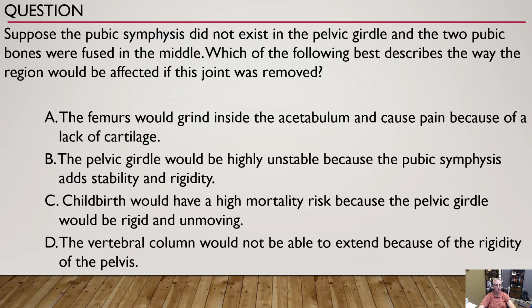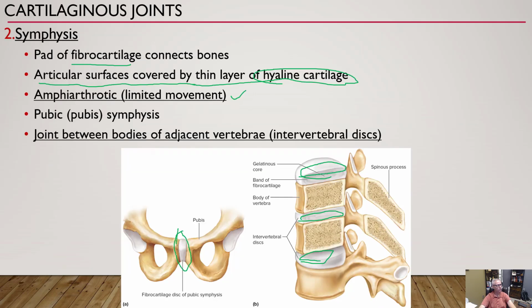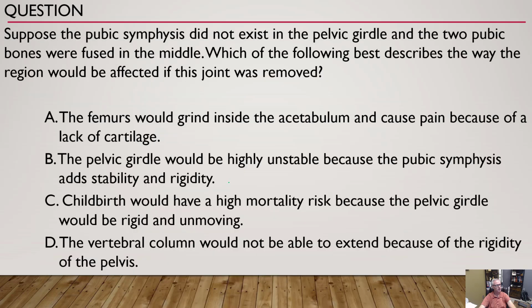All right, so suppose the symphysis pubis, or pubic symphysis, doesn't matter how you say it, did not exist in the pelvic girdle and the two pubic bones were fused in the middle. Which of the following best describes the way the region would be affected if this joint was removed? So basically what we're saying is this area right here did not have that pad of fibrocartilage, and these two bones are fused together. That's kind of what this question is asking.